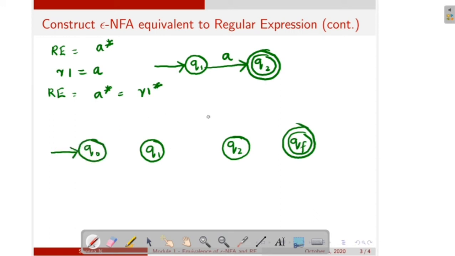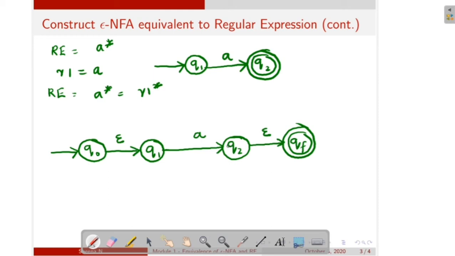Okay, we know there is a transition from Q1 to Q2 over the alphabet A. Then we combine these two: from Q0 to Q1, there is an epsilon transition. Then Q2 to QF, there is an epsilon transition. Okay, this epsilon NFA should accept any number of A's. That means A star. So this one accepts only A.